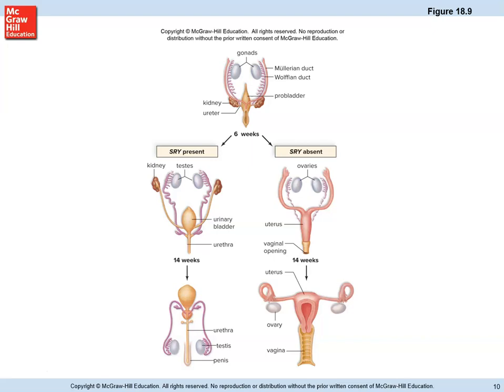So we can follow through here the SRY present. And SRY is a gene that's on the Y chromosome. So this goes back to Y chromosome present, you get male. The only question is, what kind of visible male do you get? Does the individual appear male or do they appear female even though they're genetically male? That has to do with how well the testes function and not necessarily with anything else in this process.